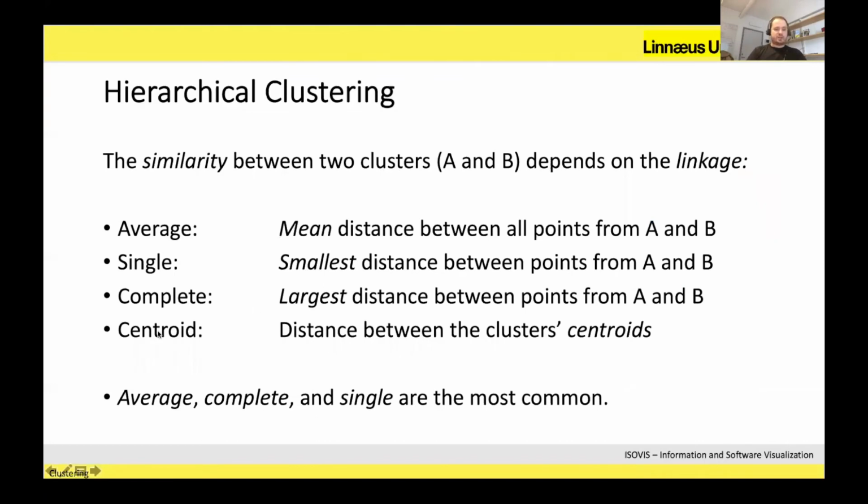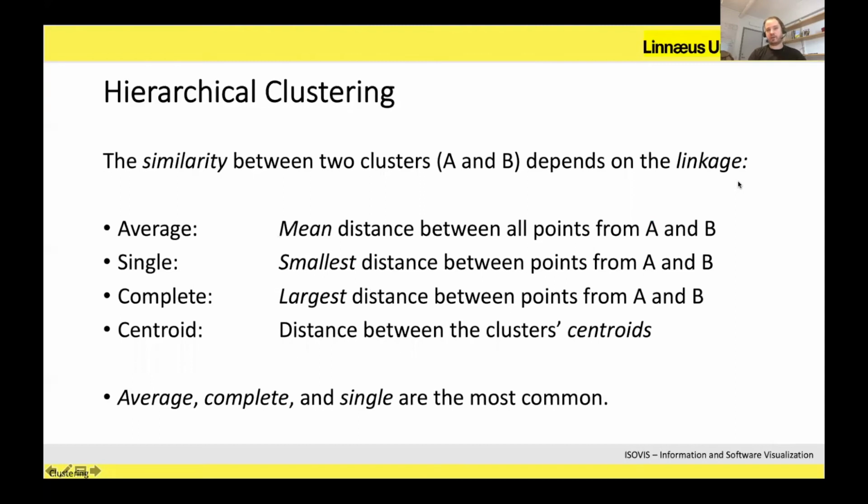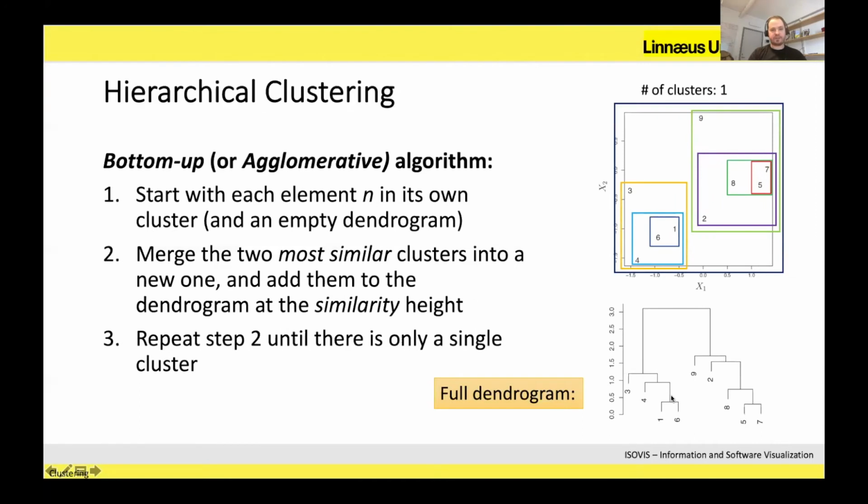But the centroid distance is a little bit simpler. So it's actually the distance between the cluster's centroids. So then it's what I said, which was that you would take the centroid of one cluster and the centroid of another cluster and then compute the distance. That's not very common for a variety of reasons. So average, complete, and single are the most common, okay? And as you will see, there's an impact of that in the shape of the dendrogram.